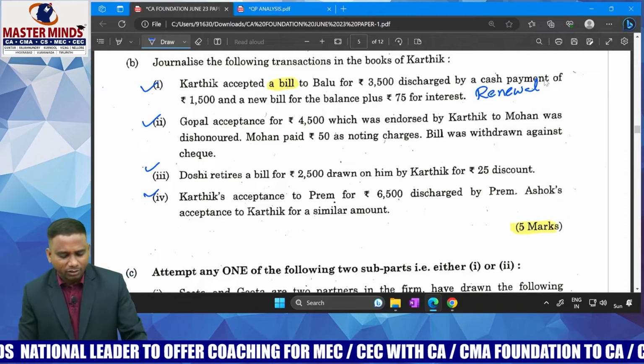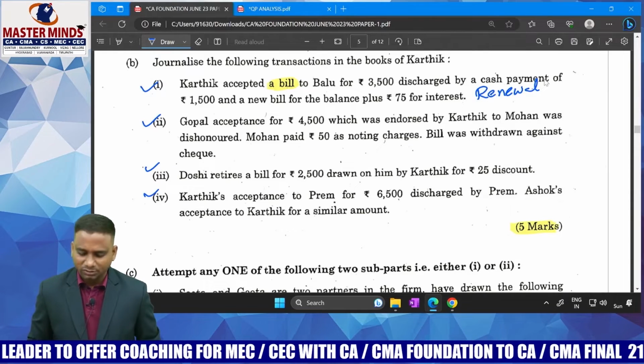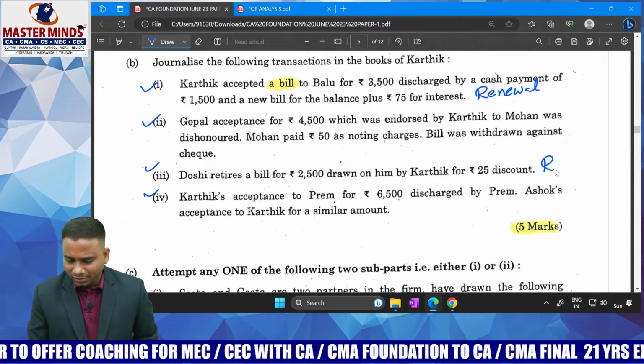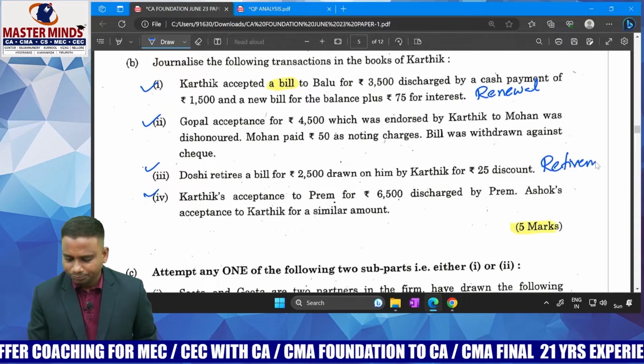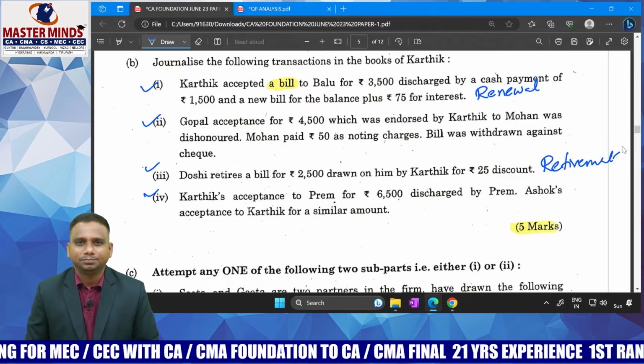Doshi retires a bill for 2,500 drawn on him by Karthik for 25 rupees discount. Yes, it is what? Retirement. Simple bill of exchange concept. Retirement of bill. Yes or no?